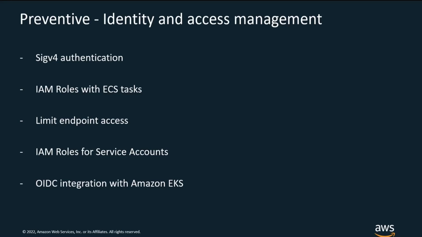So here are some of the features you can see on the slide we have to help you implement preventive controls through IAM in EKS and ECS. We have links to deep dive sessions that I'll provide for a few of these. So we have IAM roles for ECS tasks, IAM roles for service accounts for EKS. A good example is OIDC integration with Amazon EKS as well.